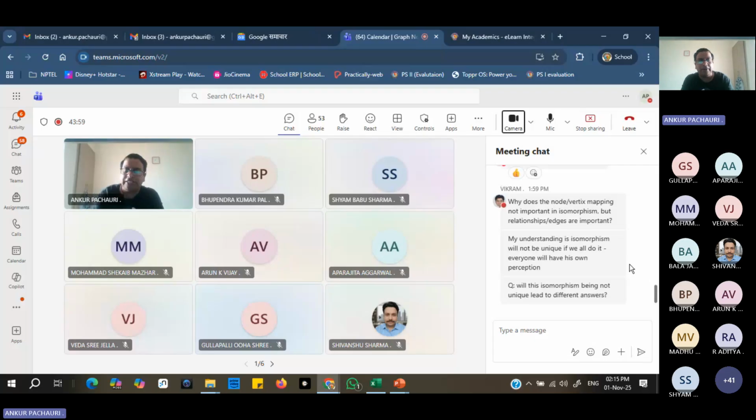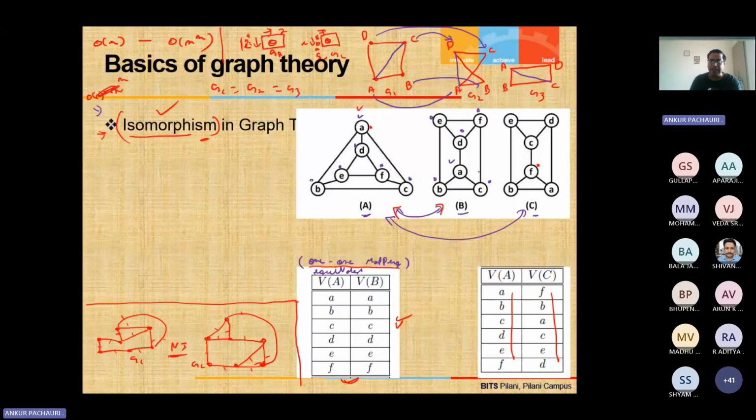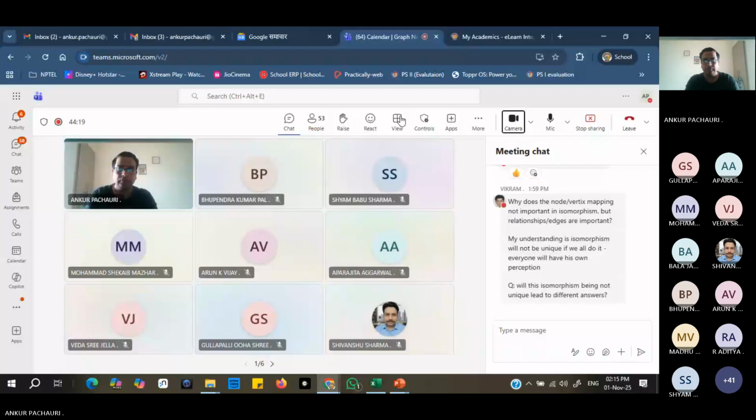So for example, A, B, and C are three graphs. I'm not saying that I'll have to compare A with C. It may be possible that I'm given this C graph, and I'll have to compare it with A. Then that mapping has to be from C to A, not A to C. So it should be unique, meaning that one-to-one mapping has to be there. Unless we come up with that one-to-one mapping, we cannot say anything about the isomorphism.